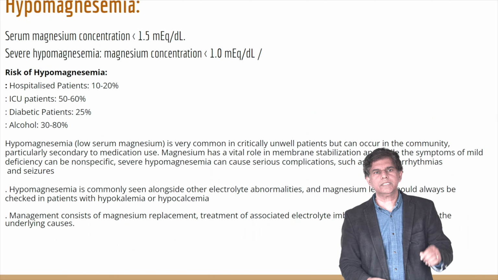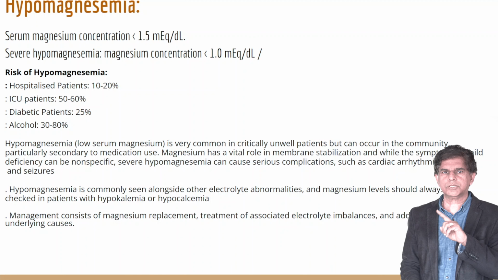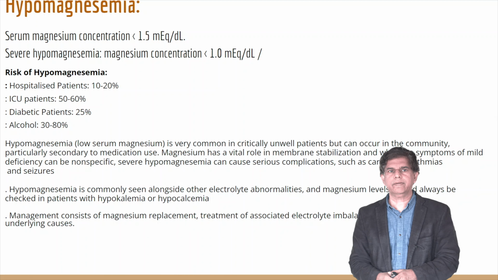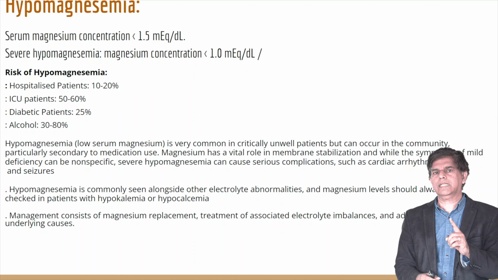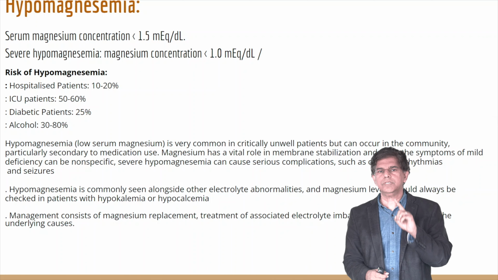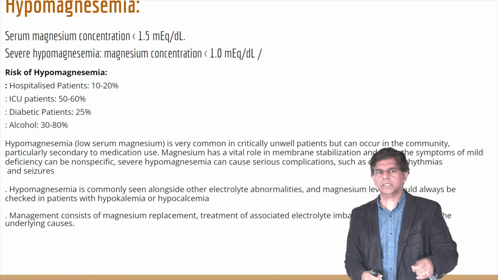So what is hypomagnesemia? Serum magnesium concentration less than 1.5. What is critical or severe? Less than 1.0 milliequivalents. In that case, you need to admit the patient and give some IV magnesium, my friends.